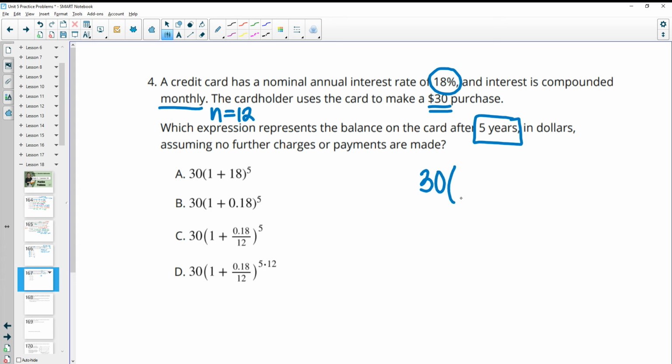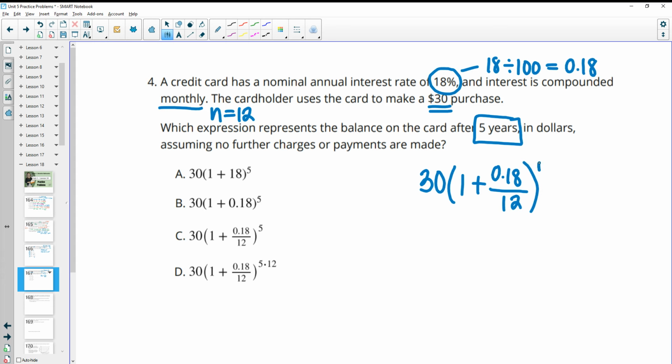So we have the original amount, right? The $30 purchase. Then we have this growth factor that we need to figure out. Okay, and this 18% is going to be split up 12 times. So you're going to end up with 1 plus the interest rate as a decimal, which is 0.18, right? So 18% as a decimal, we would divide by 100, and that would give us 0.18. So when we plug it into here, we're working with numbers, not percents. So 0.18 compounded 12 times per year.